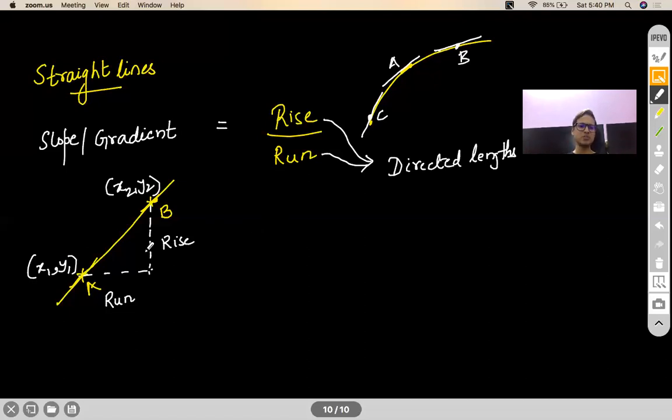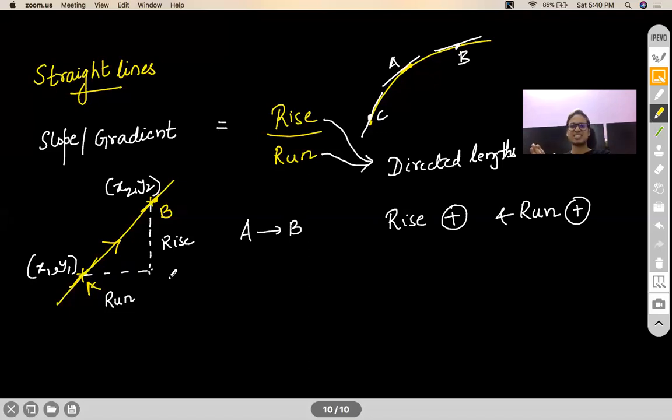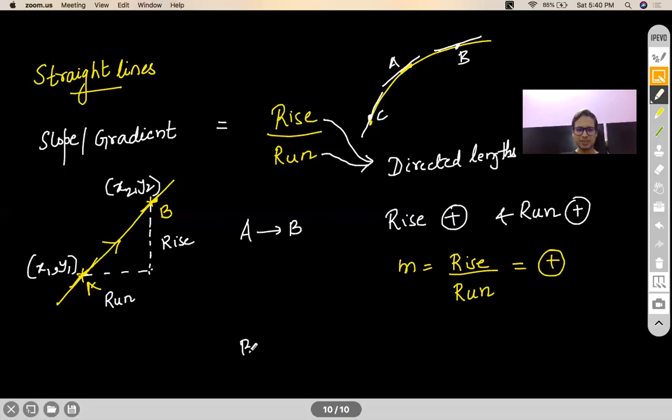Okay. So now if you're moving from A to B, in the present scenario, your rise will be positive and your run will also be positive, right? Why? Because as you're moving from A to B, along this path, you're measuring your run in the positive direction, and you're measuring your rise also in the positive direction. Correct. So the ratio here will always be a positive quantity in this case. Okay, so if you move from B to A, remember, your rise will be negative.